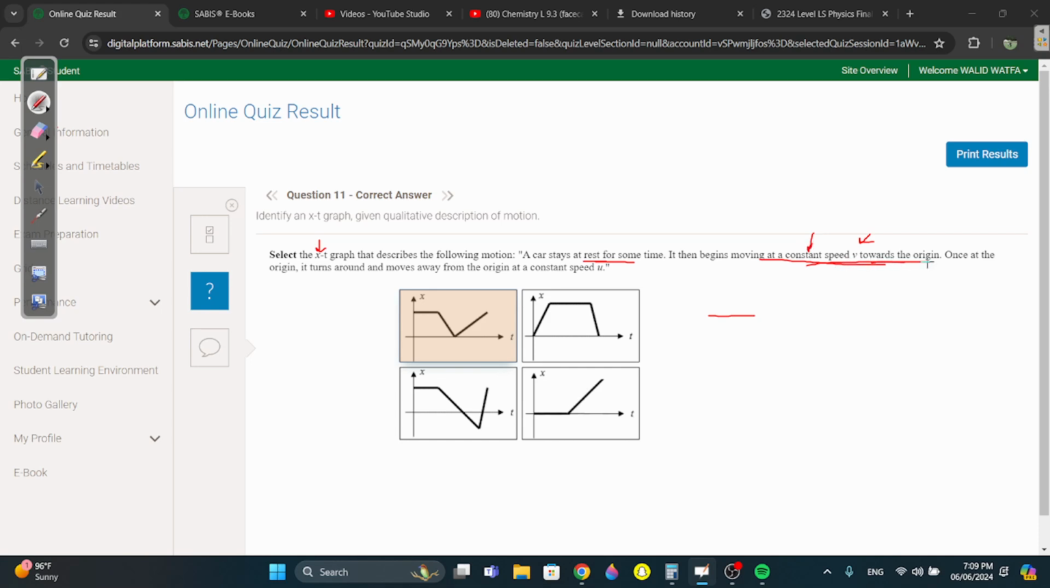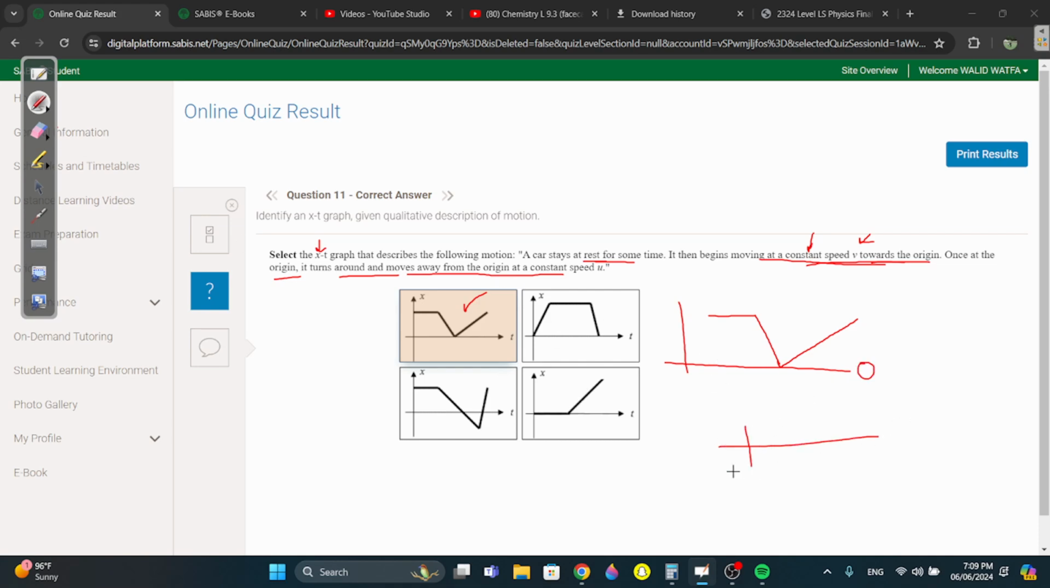Towards the origin. Once at the origin, it turns around and moves away from the origin at a constant speed u. So it decreases until it reaches the origin. Let's call this the origin here. It reaches the origin. Once at the origin, it turns around, so it turns back up and moves at a constant speed. So again, straight lines, it's a constant speed. So obviously, it's going to be this one. Origin is the 0.